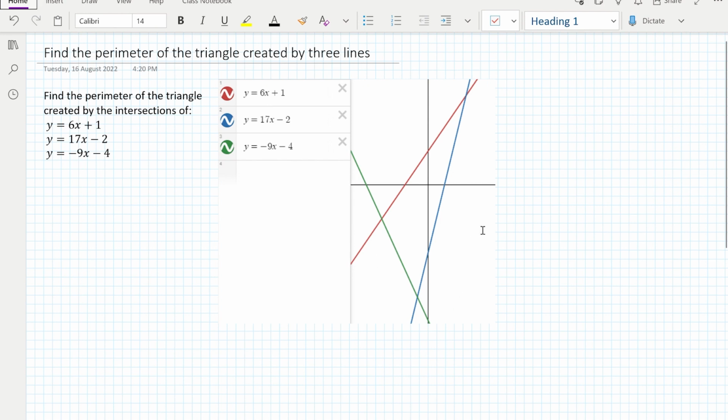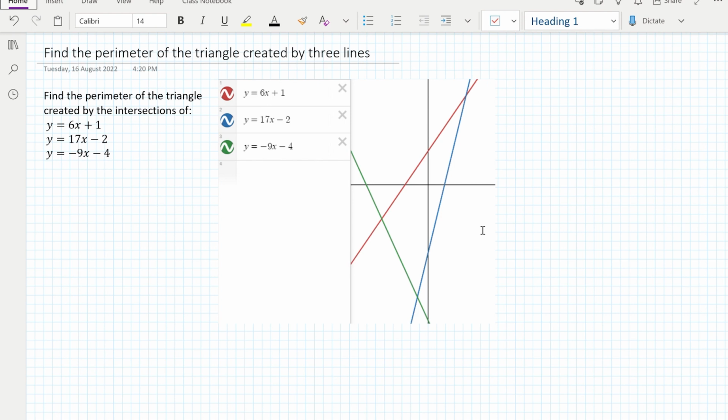So what we're going to need to do to find the perimeter of the triangle, it's two different calculations that we need to do first, and we need to do each of them 3 times. So first thing to do is to find where each of these lines intersect each other.